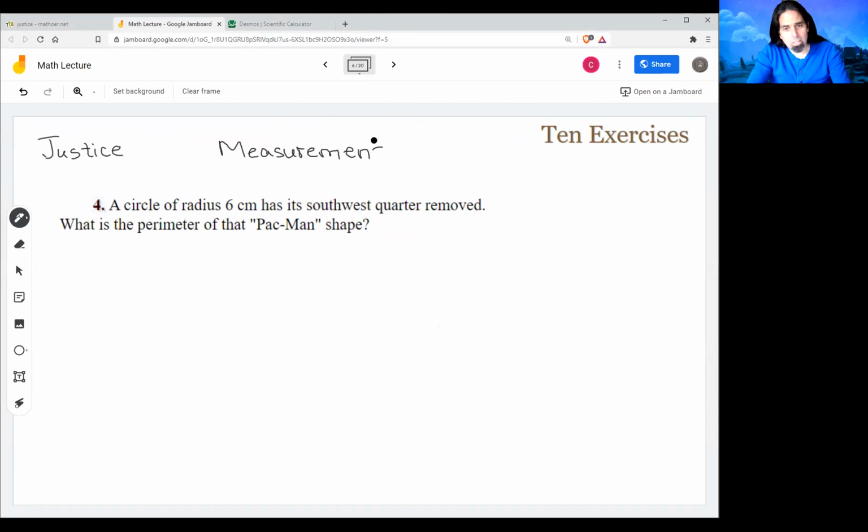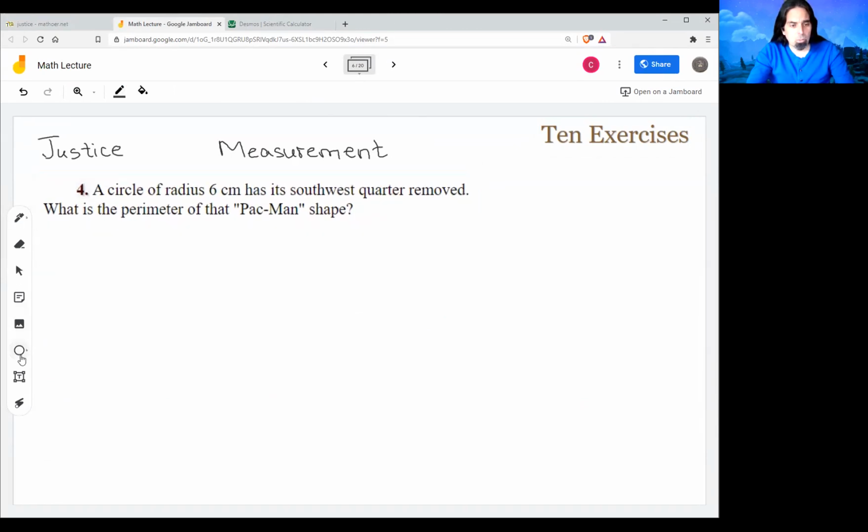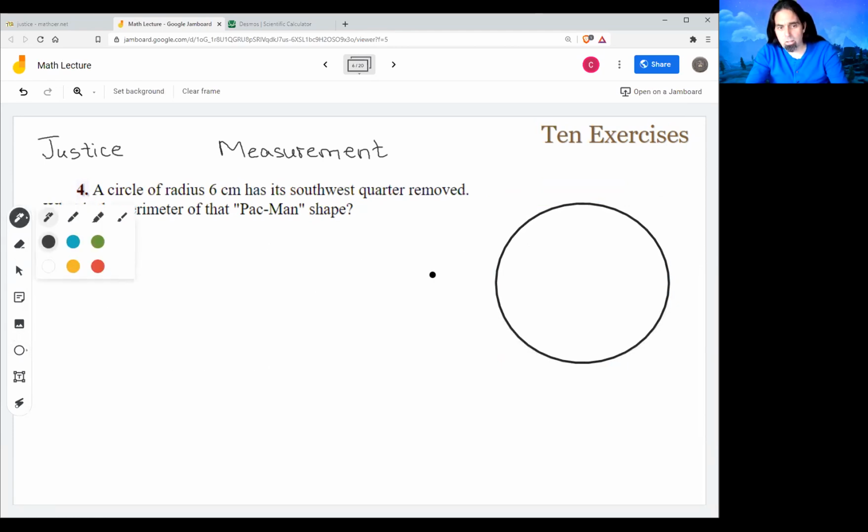This is a tricky one. I gave a hint last time of just drawing what the picture was. So we're going to take a circle and then we're going to make dotted lines. So there's the middle of our circle and it's in 4 equal parts. The radius is 6. Which line should I draw for the radius?